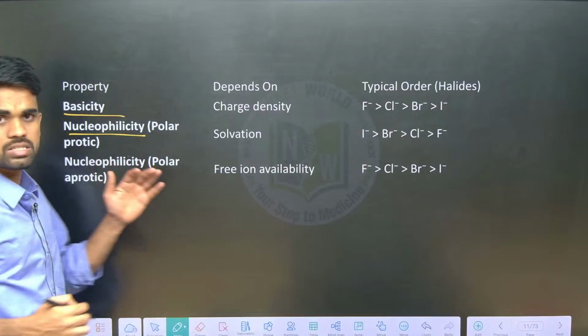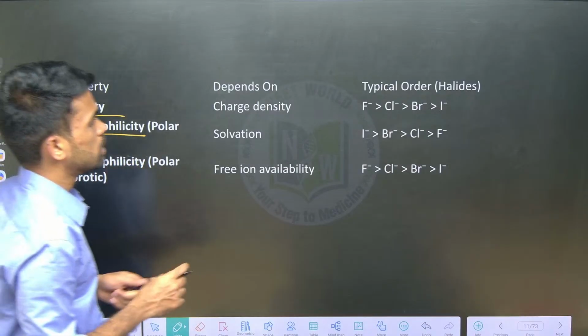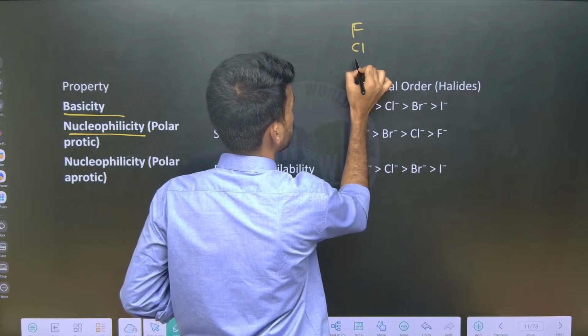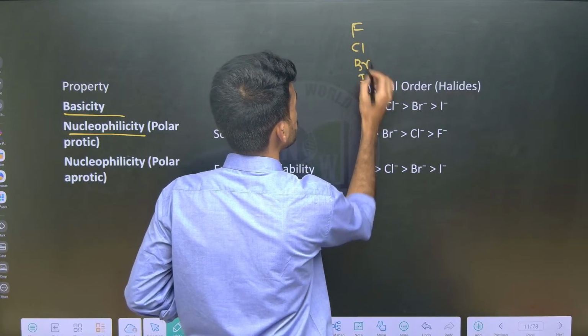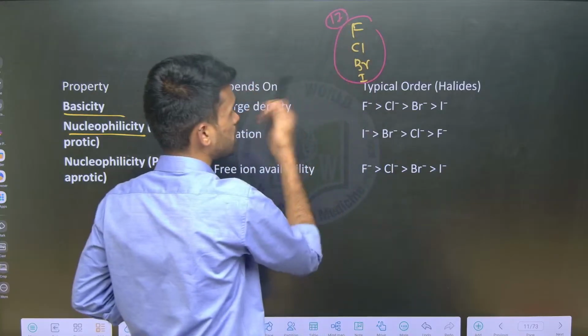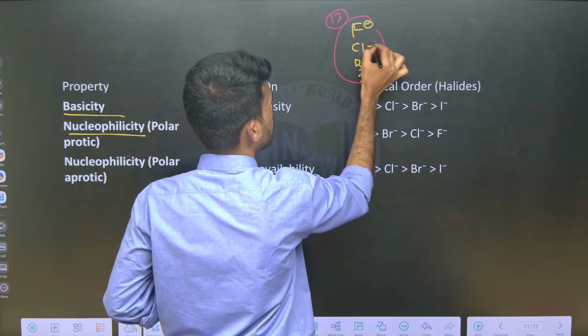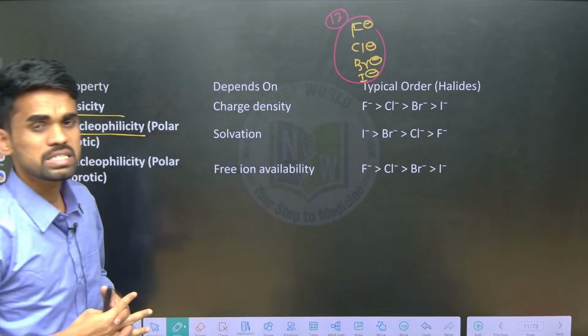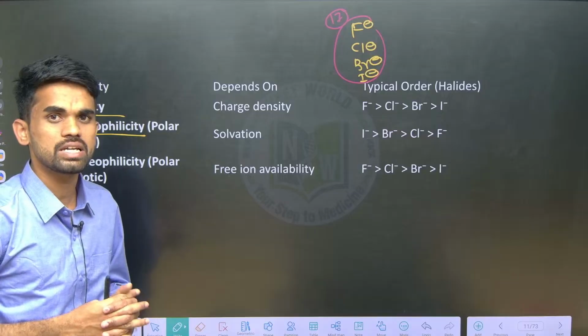Now we need to compare basic nature, that is basicity, and nucleophilicity when we are moving across a group. For example, fluorine, chlorine, bromine and iodine belong to group 17 elements. So what happens to the negatively charged fluoride, chloride, bromide and iodide species when we talk about their basic nature and nucleophilic nature?